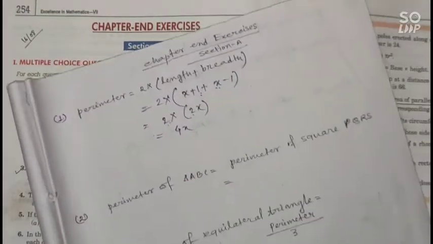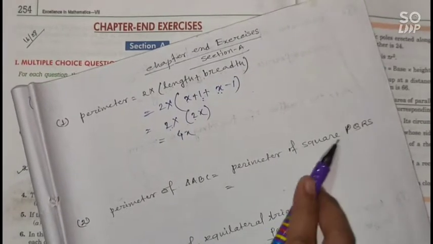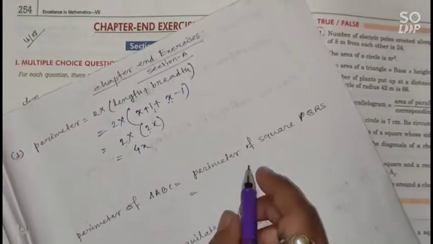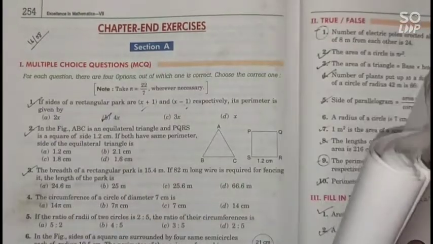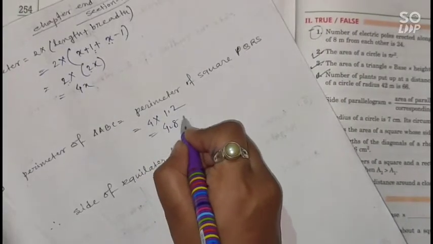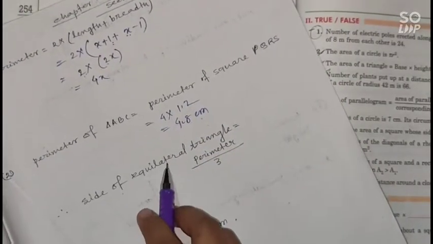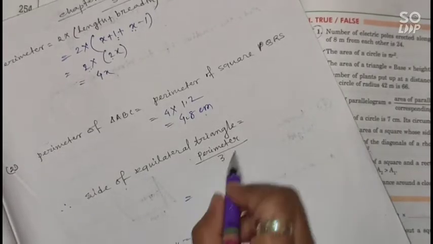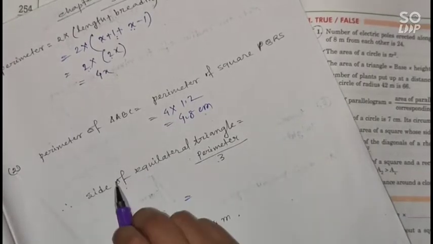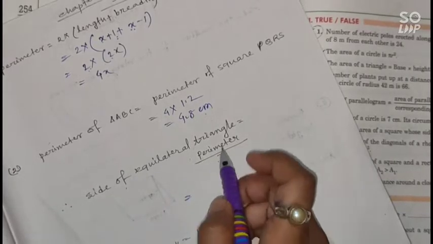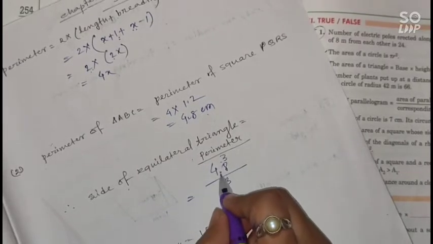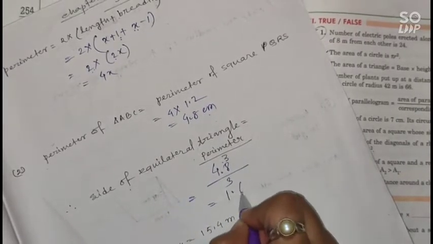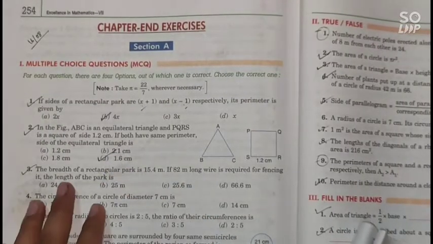So the perimeter of triangle ABC equals the perimeter of square PQRS. The perimeter of square PQRS is 4 into the length of a side, that is 4 into 1.2, so this will be 4.8 centimeter. The side of the equilateral triangle is perimeter divided by the number of sides, which is 3. So 4.8 divided by 3, this answer will be 1.6 centimeter.